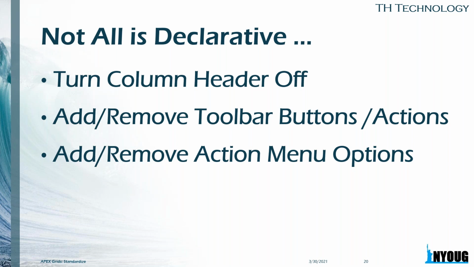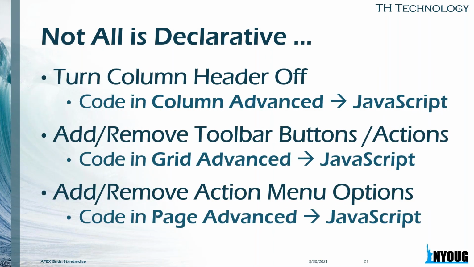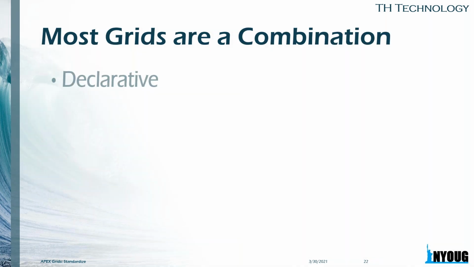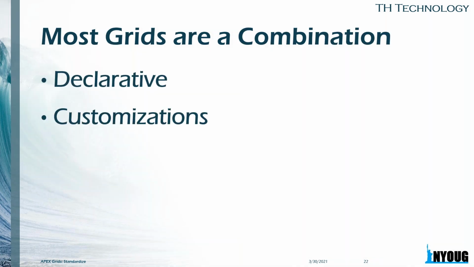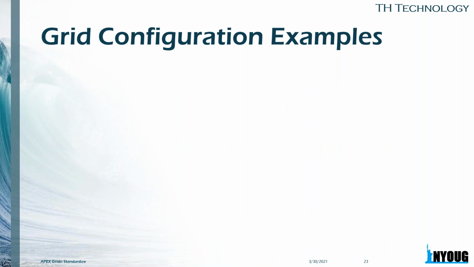Not everything is declarative though. Simple things like turning a column header off, adding, removing toolbar buttons, the action menu options, all of these are, oh my gosh, advanced JavaScript. And when I first saw this, I'm like, oh man, but don't worry, we're gonna make it easy. So most grids out there are gonna be a combination of declarative and customizations.